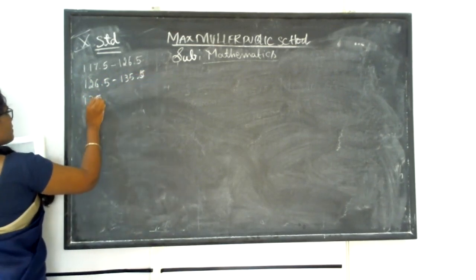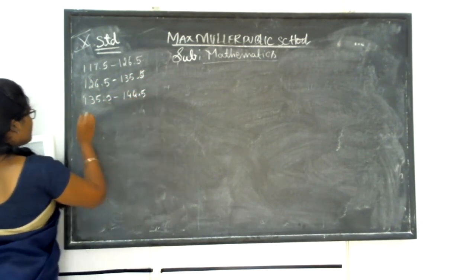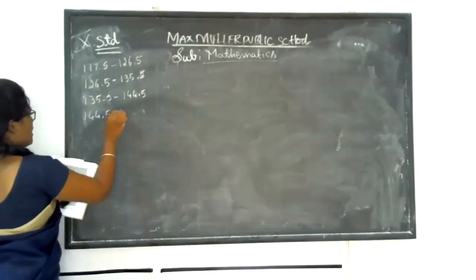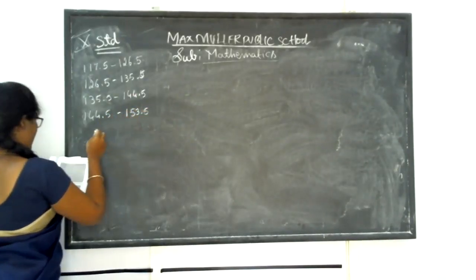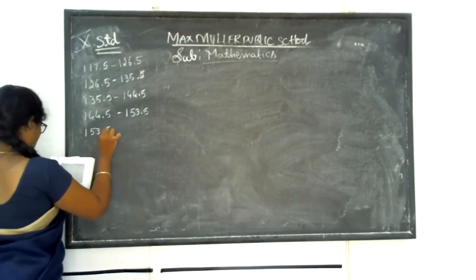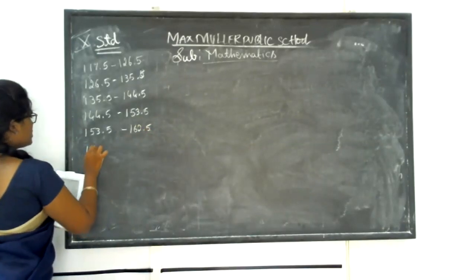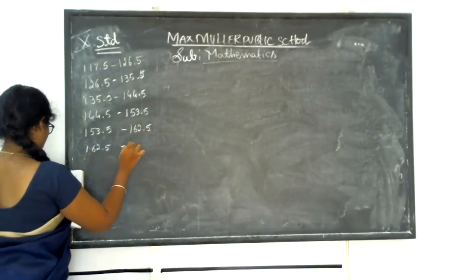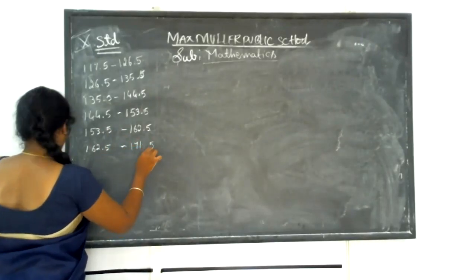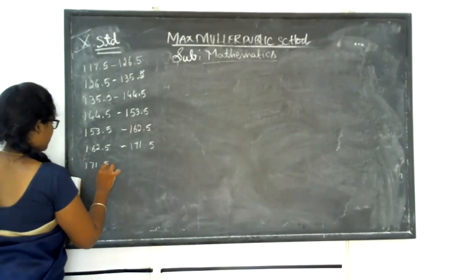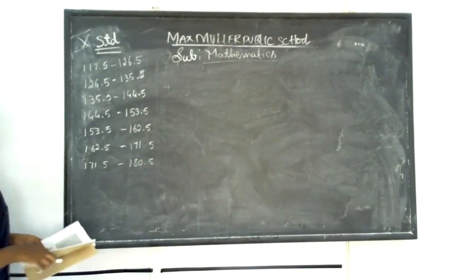Next it is 135.5 to 144.5. Then 144.5 to 153.5. Then 153.5 to 162.5. Then 162.5 to 171.5. Then 171.5 to 180.5.